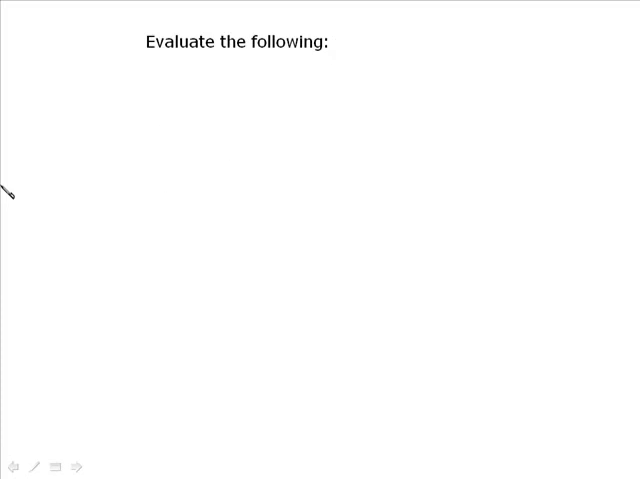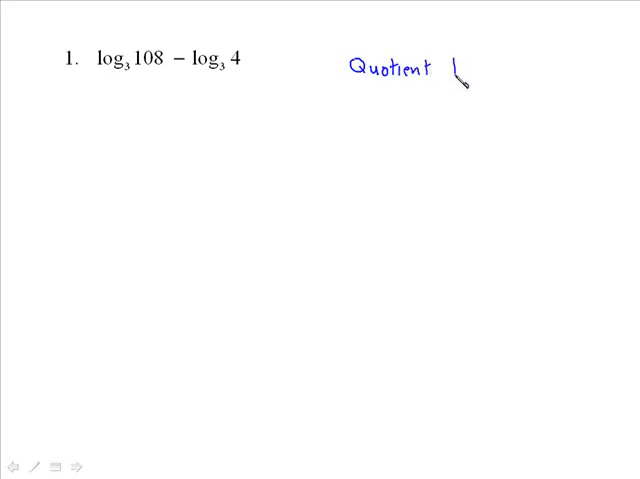So evaluate the following. Number one, the log of 108 base 3 minus the log of 4 base 3. Now, when you look at the log of 108 base 3, you're thinking that there's no way you can solve that. 3 to what exponent is 108? It can't be done. So we require the properties, and we would use the quotient law, because they are being subtracted, and basically what happens with the quotient law is subtraction can be turned into division, and we express it as a single logarithm. You're going to hear that phrase a lot in the next little while.